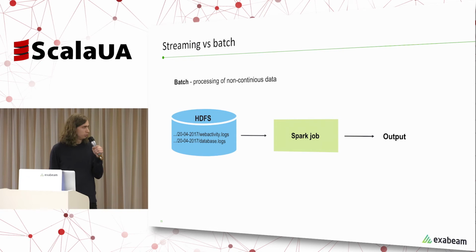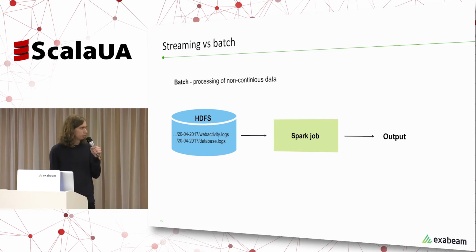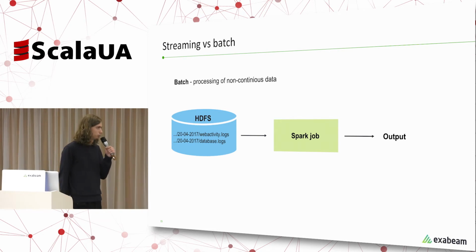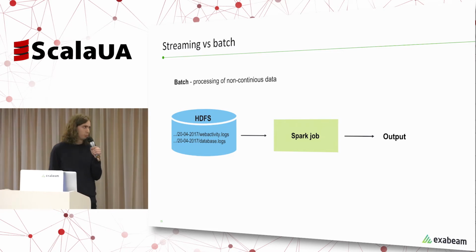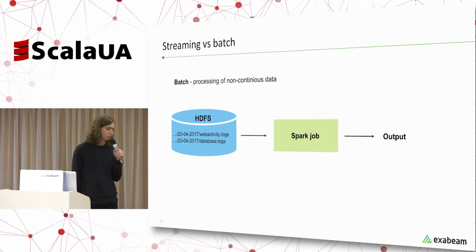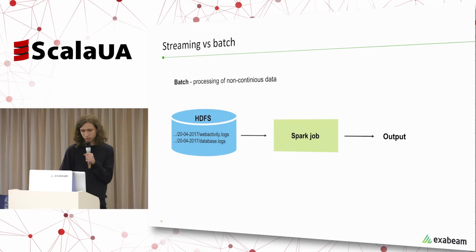Batch means processing of non-continuous data. So if you have some historical or archive data and need to apply some analytics on top of it, we will go with batch. For example, in Exabeam, as soon as we have a complete set of data for a day, we run some Spark jobs.